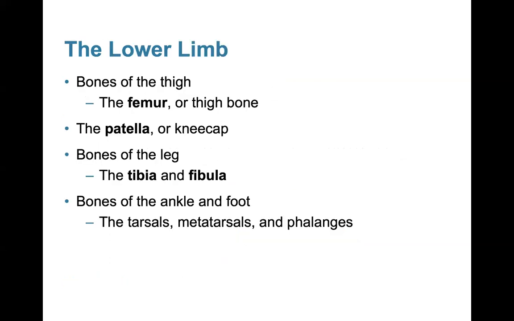Now the lower limb, this is going to be composed of the thigh, which is our femur, the patella or kneecap, the bones of the leg, which are the tibia and fibula, and then the bones of the ankle and foot, which would be the tarsal bones. There are 7 of those, 5 metatarsals, and 14 phalanges in each foot.